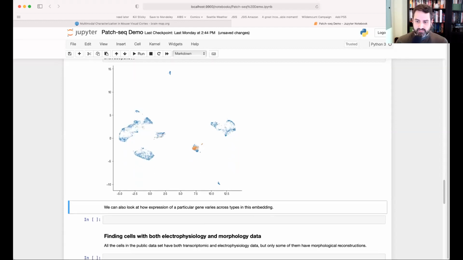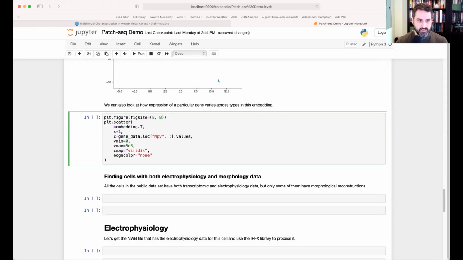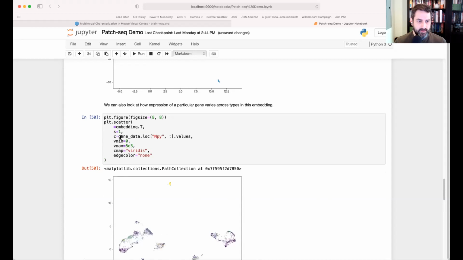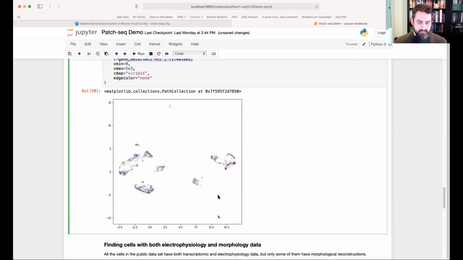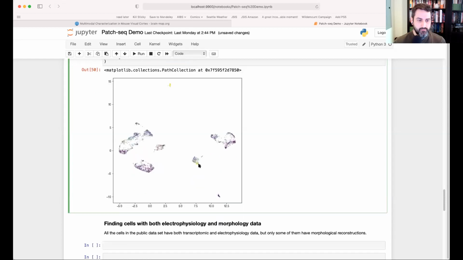We can also look at gene expression, how that varies across this embedding, this two-dimensional space. So we were interested in NPY from that example I showed you. And so we can see how that varies across the space here, just by coloring by the NPY value from our gene data. And you can see that it does also vary across the space. So it seems like there are parts of this LAMP5 area that are very high in NPY expression, others that are lower. But NPY is also expressed in a couple other places in the UMAP.